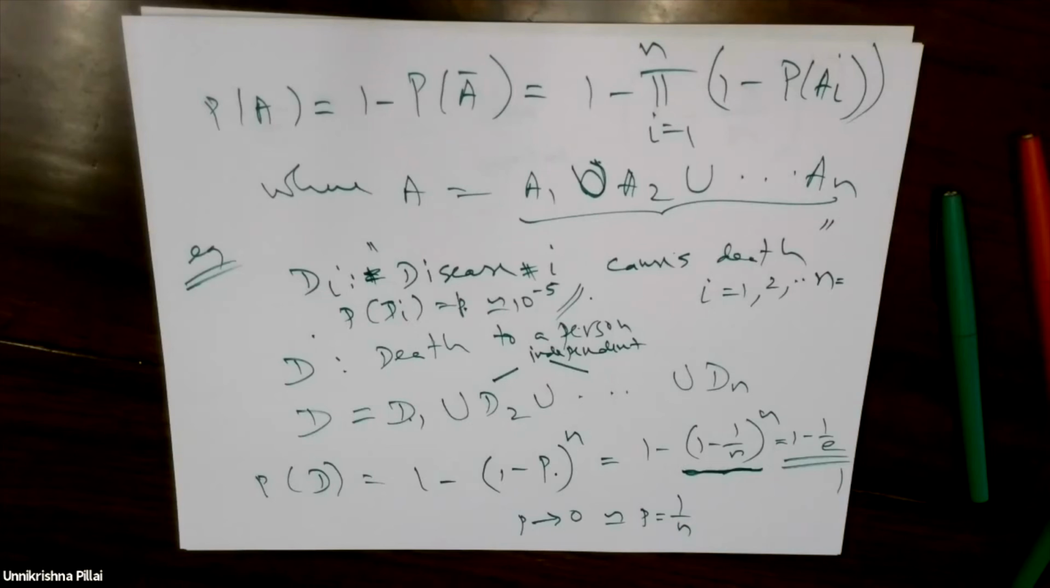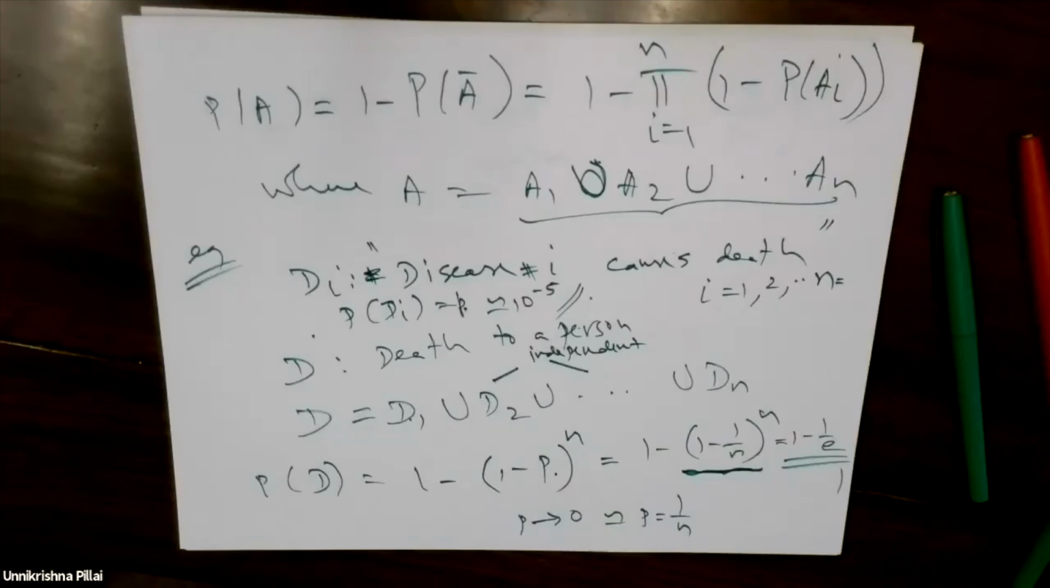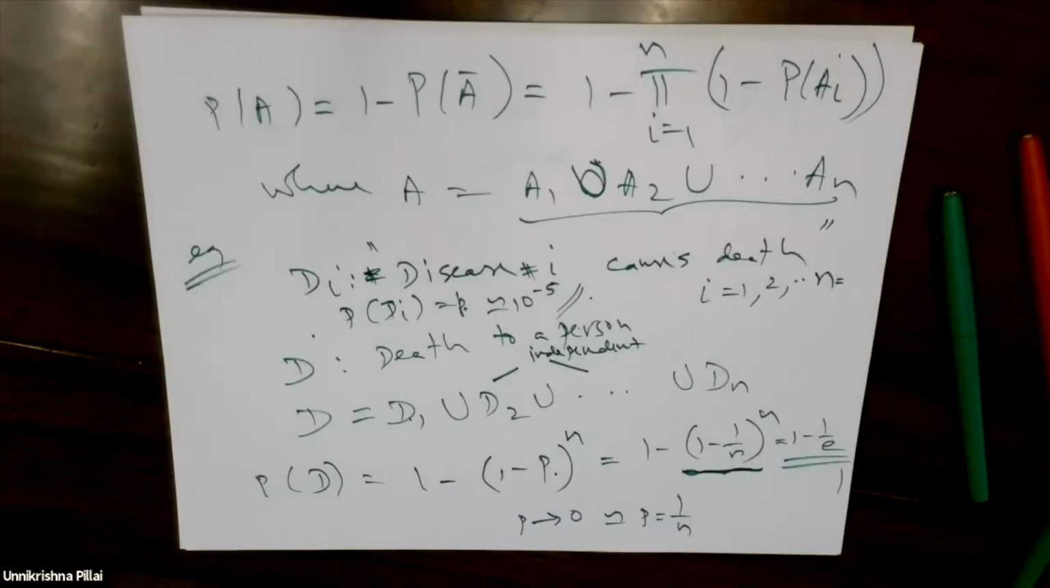So 1 over e is approximately how much? 0.25? Let's say 1/3. Is that good? Take it as 1/3. I'm saying e is close to 3, right? 2.7 something, right? So let's say 1 over e is 1/3. So what is 1 minus 1/3? It is 2/3. Yeah, about 65%.